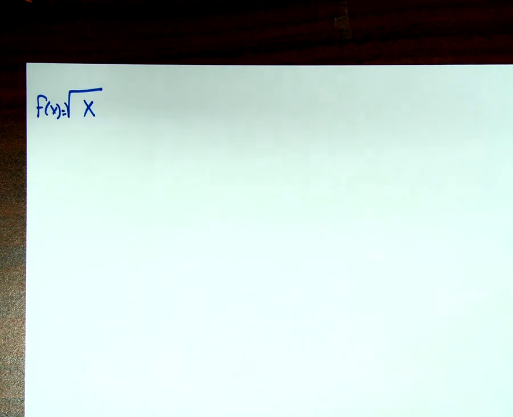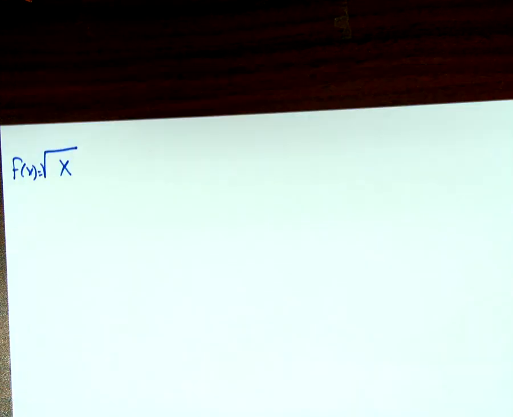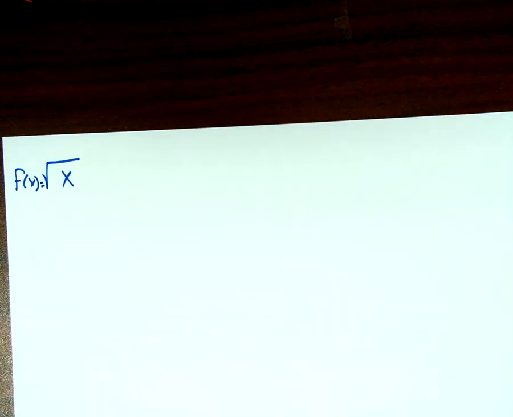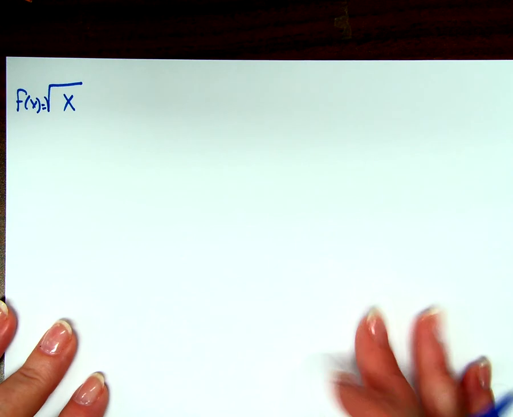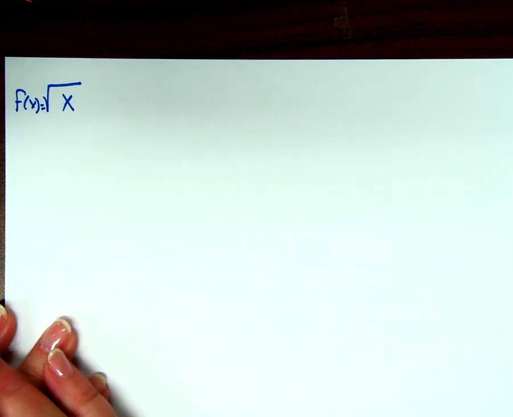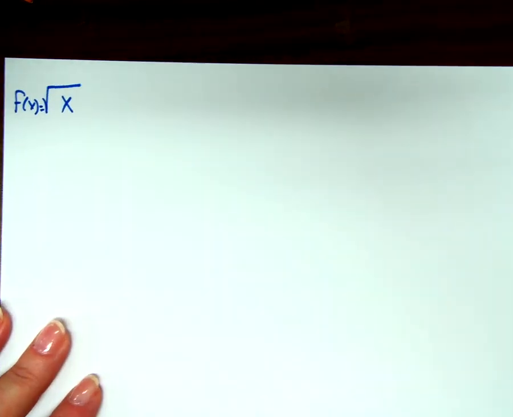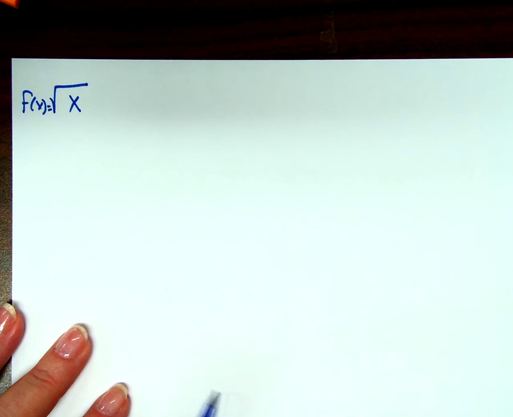What's that? Does it have to be one or the other? Can't it be a function that has a radical in it? Yeah? Okay. What does it look like when you graph it?